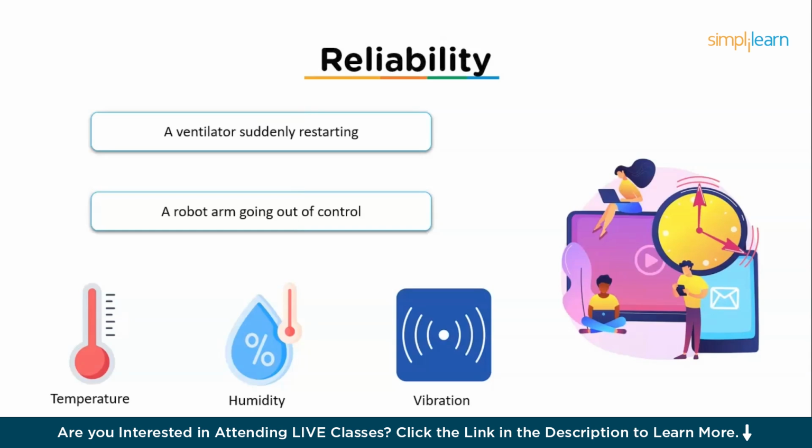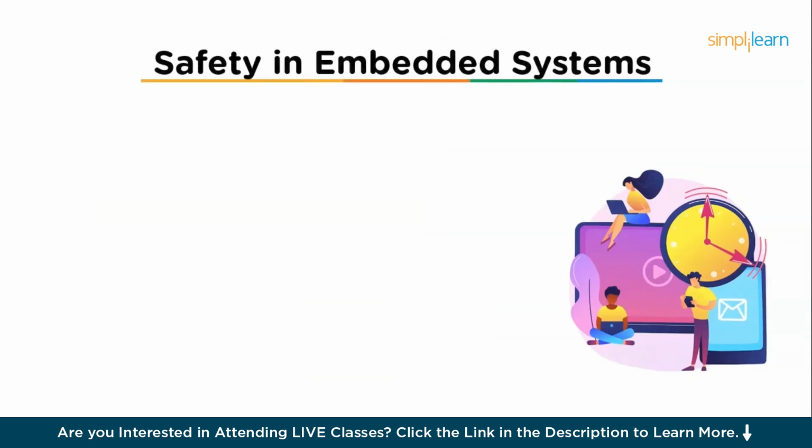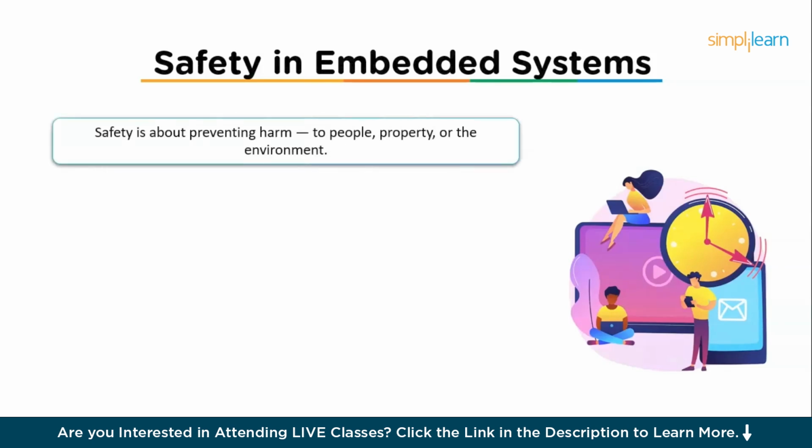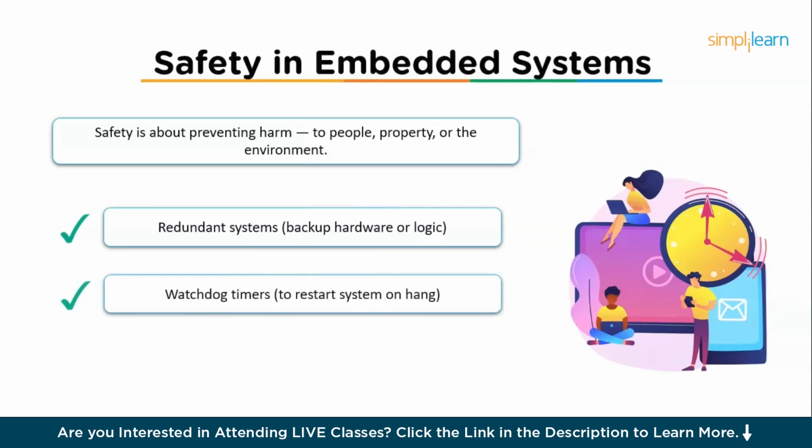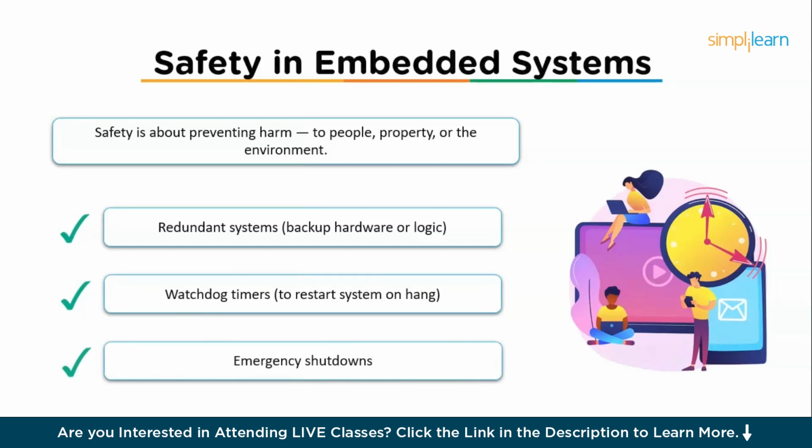So let us now move on to understand safety in embedded systems. Safety is about preventing harm to people, property, or the environment. Embedded systems in cars, trains, airplanes, and hospitals must follow strict rules. Safety is ensured through redundant systems, that is backup hardware or logic. Then we have watchdog timers to restart the system on a hang. Then we have emergency shutdowns. Testing for safety is not optional. It's required by international laws.